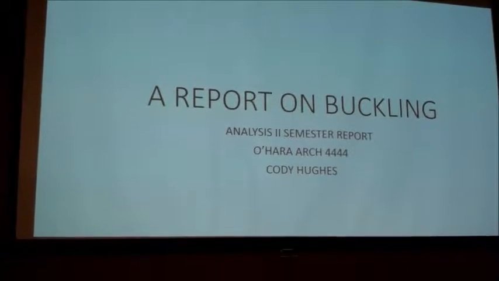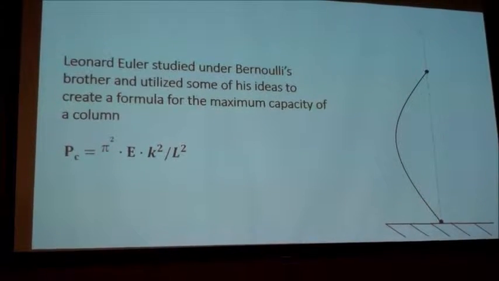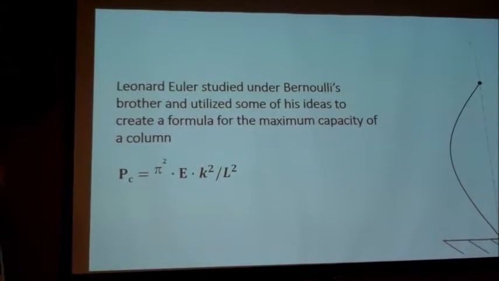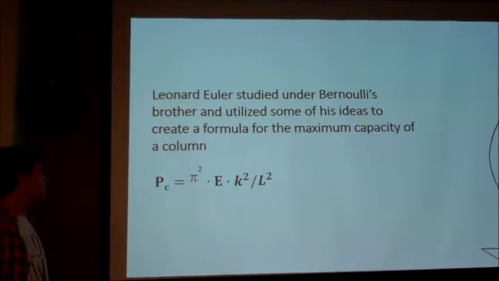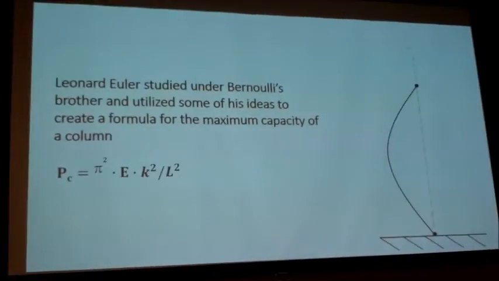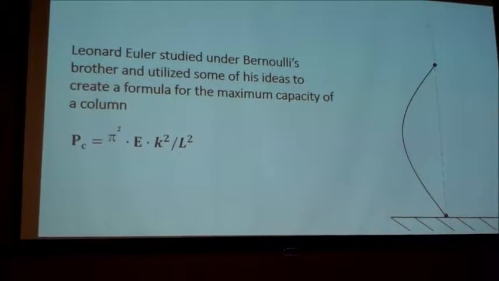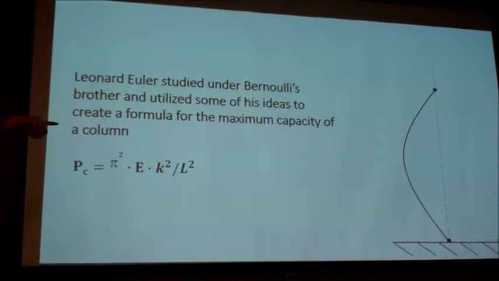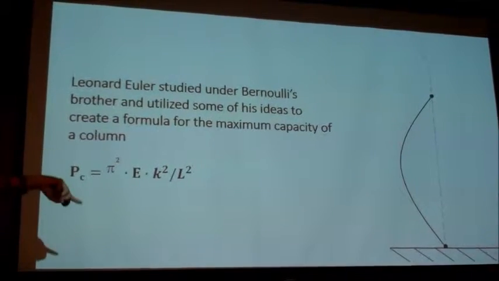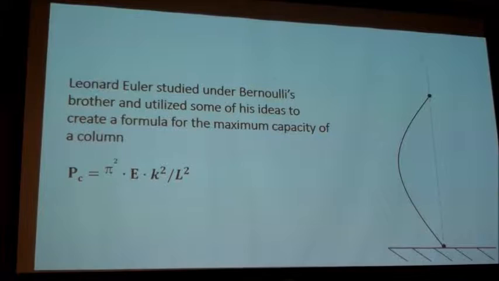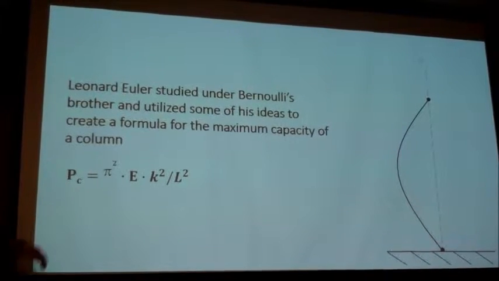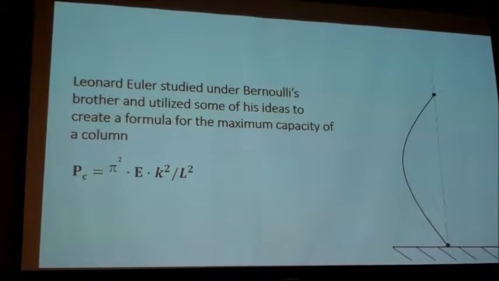Buckling, and so we're going to start off with the Euler equation. Leonhard Euler studied under Bernoulli's brother and utilized some of Bernoulli's ideas to create a formula for the maximum capacity of a column. So he had some force pushing down that causes the column to bend or buckle. And this is the equation that found the maximum capacity.